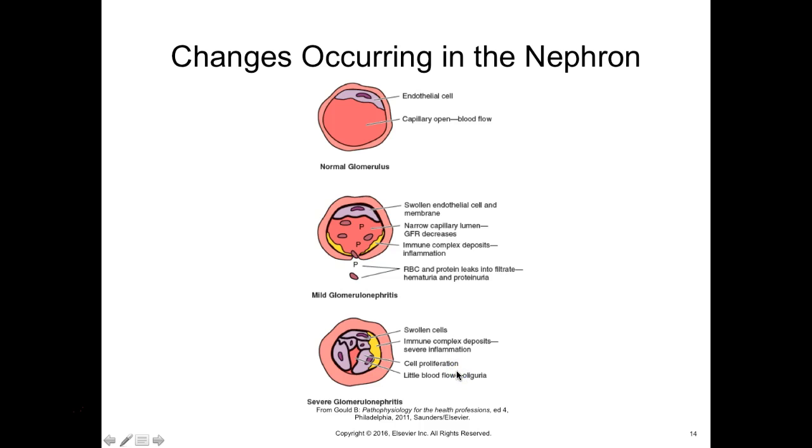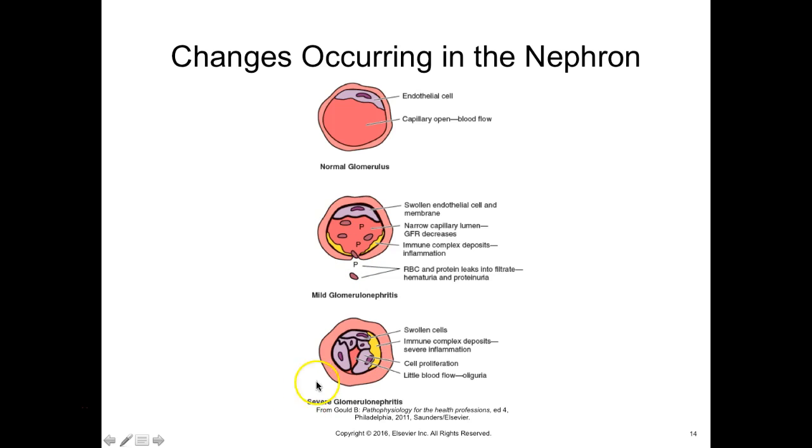So, changes occurring in the nephron here. Here's a normal glomerulus. Capillaries open, the blood is flowing. Here we have mild glomerular nephritis. So we have inflammation and immune complex deposits. And now we have narrow capillary lumen, and now we have red blood cells and proteins which leak. Red blood cells and proteins are large and they should not be leaking through.